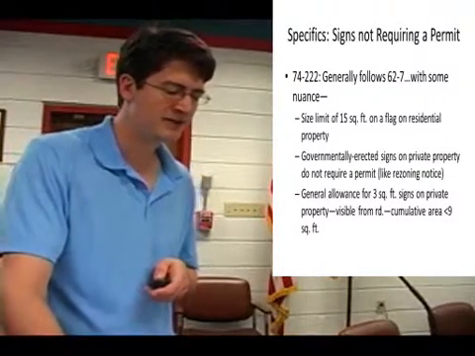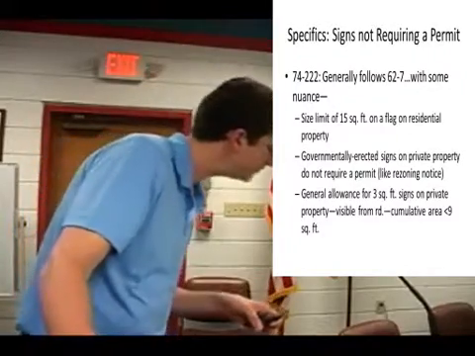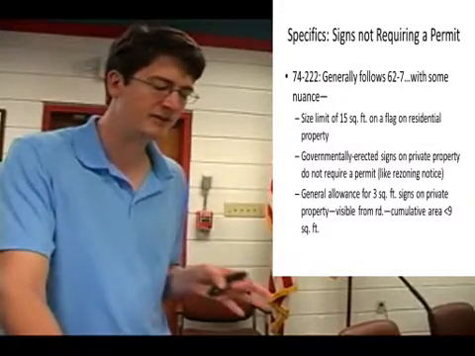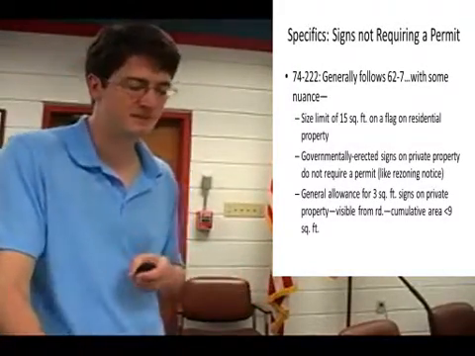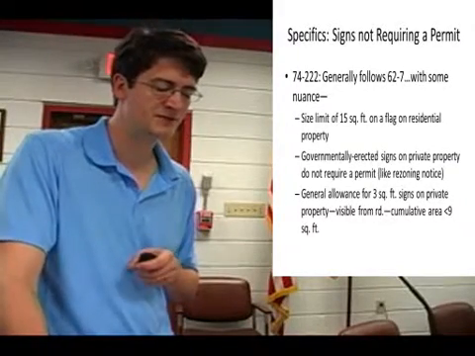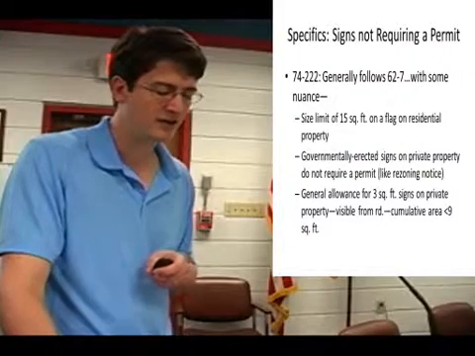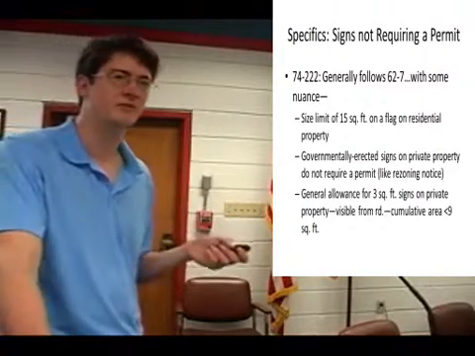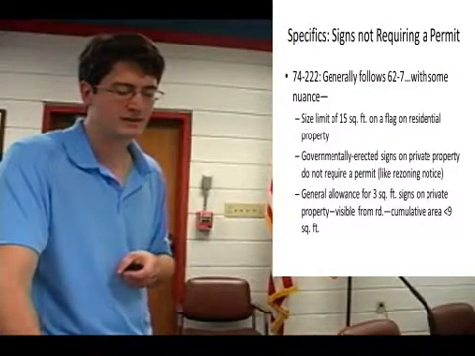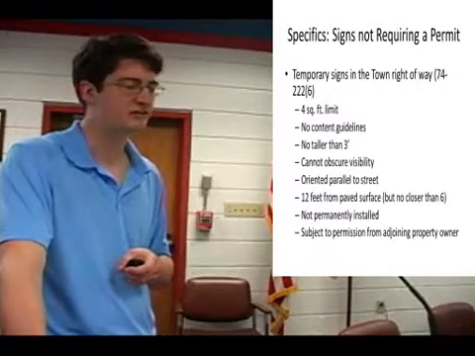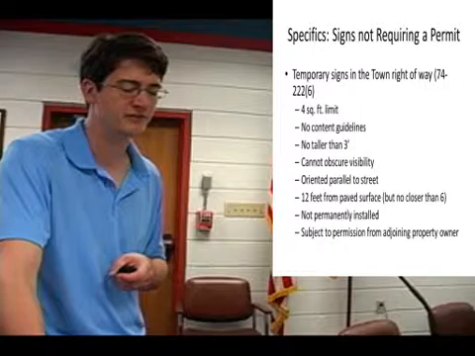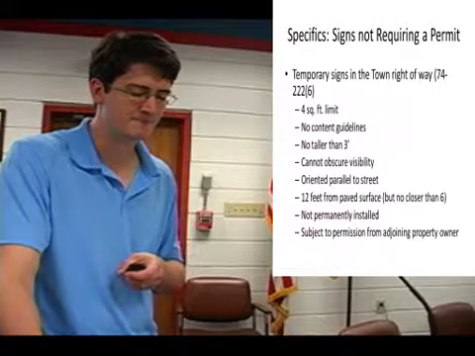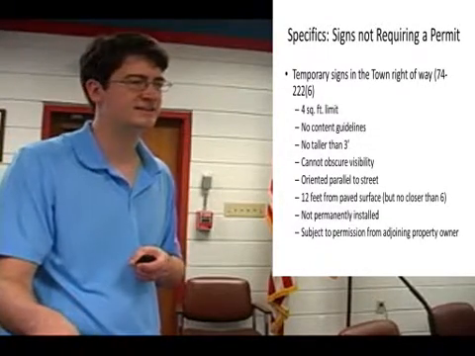The next section to talk about is signs not requiring a permit. This is now section 74.222, which starts at the bottom of the second page of your handouts. It generally followed what was section 62-7. But there is some nuance. Again, the size limit of 15 square feet on a flag on residential property. We noted that governmentally erected signs on private property do not require a permit. These would be things like a rezoning notice or a notice of hearing if someone were applying or appealing a zoning decision or asking for a variance, things of that nature. Those are generally when those signs would be put up. There's a general allowance for 3 square foot signs on private property, visible from the road and having a cumulative area less than 9 square feet.